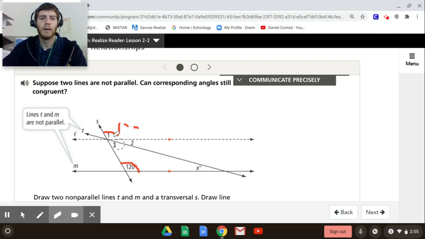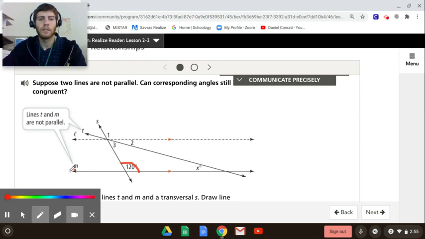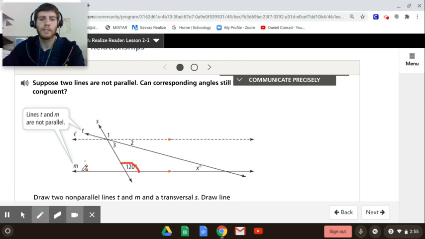Okay. And so if we draw in a parallel line, which is what they've done here, this dotted line, again, we're looking at T and M, which are non-parallel. If we add in a parallel line L, we know that if the lines are parallel, the corresponding angles are congruent. So we know that this would be 120.